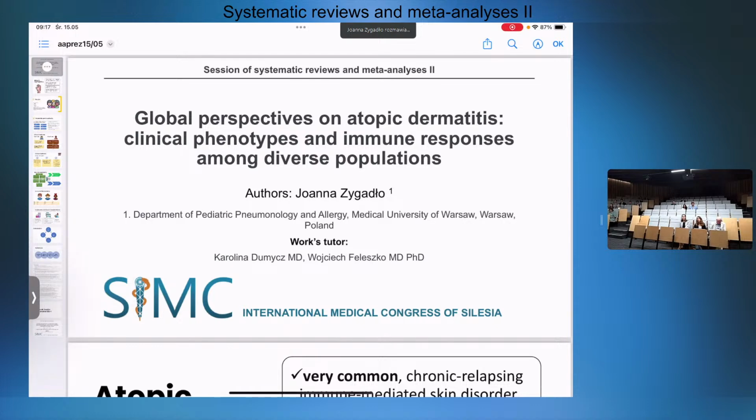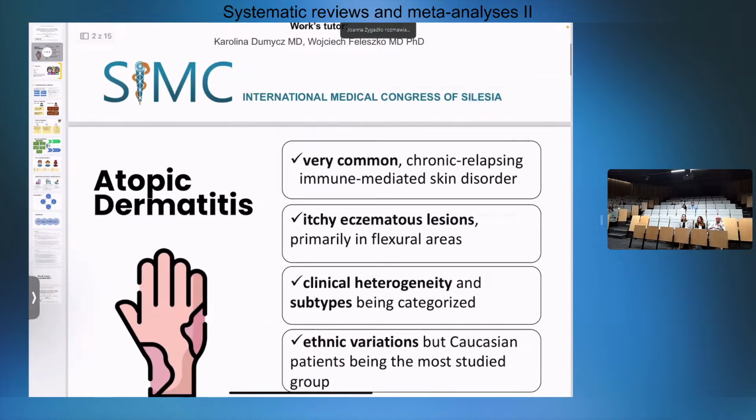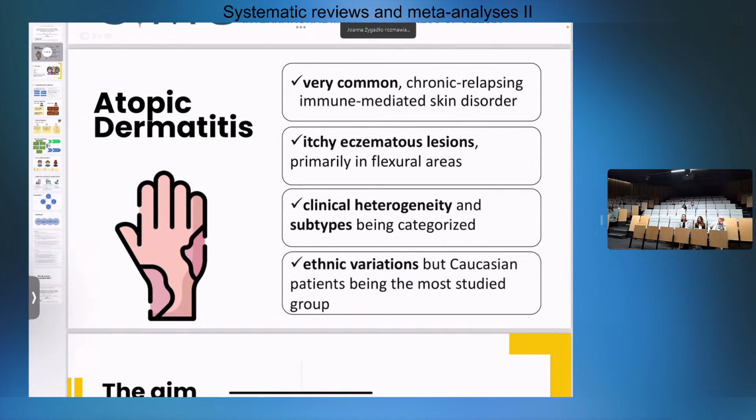So good morning, everyone, honorable jury and dear audience. Today I'm going to talk about global perspectives on atopic dermatitis, clinical phenotypes, and immune responses among diverse populations. Atopic dermatitis is a very prevalent chronic and immune-mediated skin condition. Itchy dermatotic lesions, mostly in flexural areas, are common, but there is significant variability in symptoms across different ethnic groups. Nevertheless, Caucasian patients are the most studied group, which often leads to disparities in diagnosis and treatment.